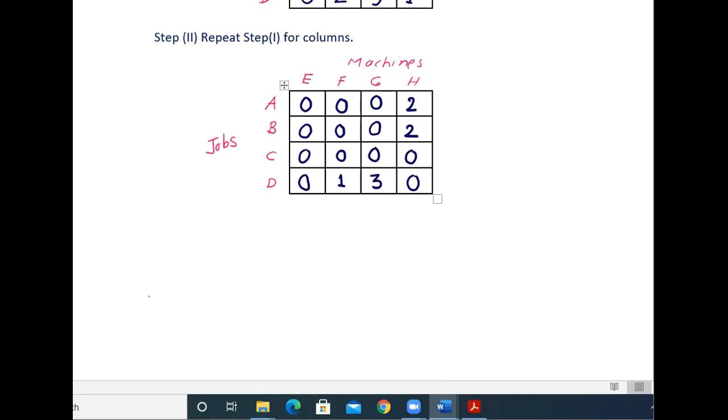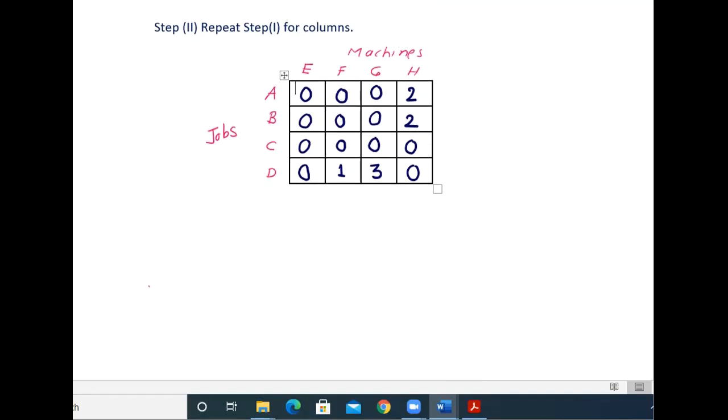Now if this is a situation, that means if each row and column contains more than 1 zero, in that case what happened? In that case, the assignment problem will have alternate solution. That is, there are more than one solution in this situation if each row and column contains more than one zero.